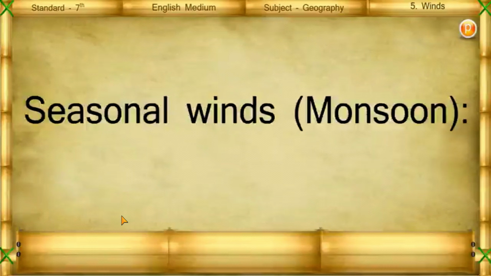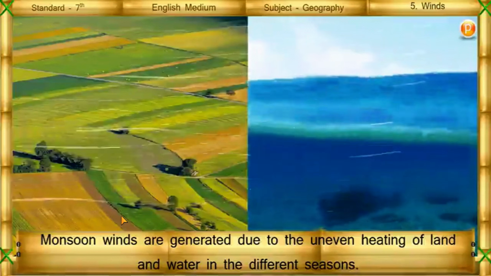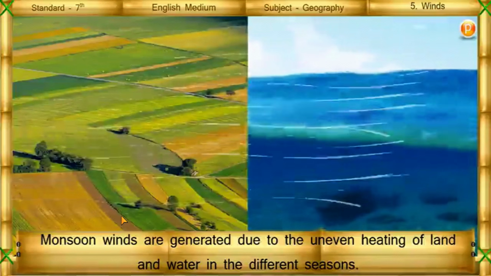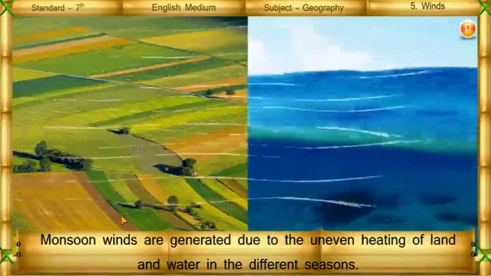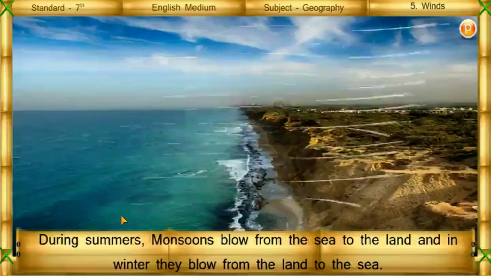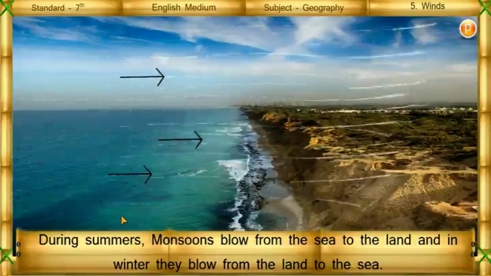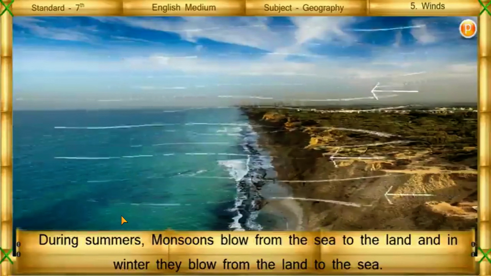Monsoon winds, seasonal winds. Monsoon winds are generated due to the uneven heating of land and water in the different seasons. During summers, monsoons blow from the sea to the land, and in winter, they blow from the land to the sea.